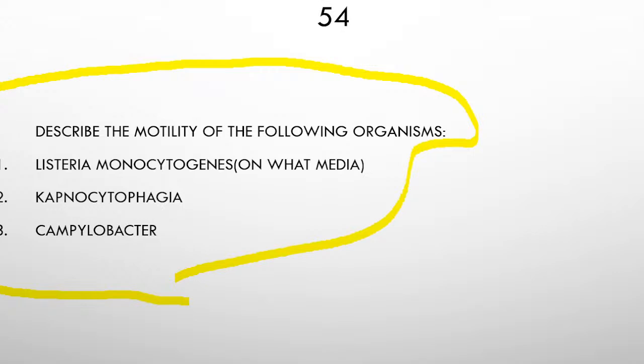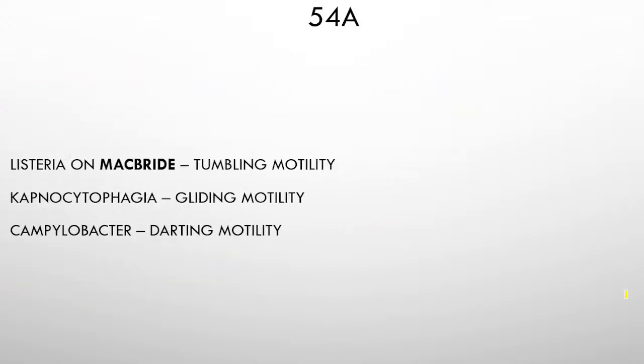Like Listeria monocytogenes is seen in McBride medium having tumbling motility. Capnocytophaga is characterized as having a gliding motility, and Campylobacter is characterized as having darting motility. All right.